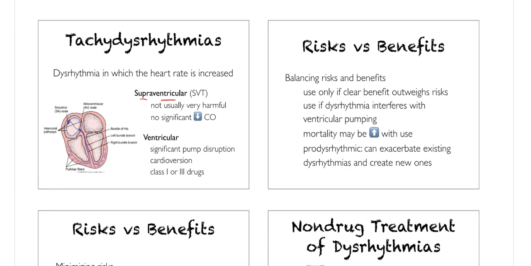When we give any kind of antidysrhythmic or use cardioversion, we want to make sure we're balancing the risks and benefits. We've got to make sure there is an absolute clear benefit that outweighs the risks, because we're talking about some very potent and potentially harmful medications that can cause very significant damage. We can even send someone into cardiac arrest with these medications if given improperly or at the wrong time.